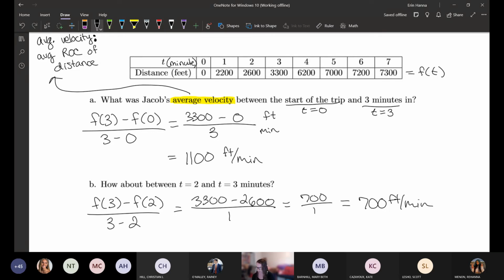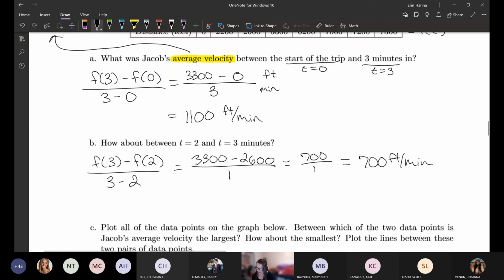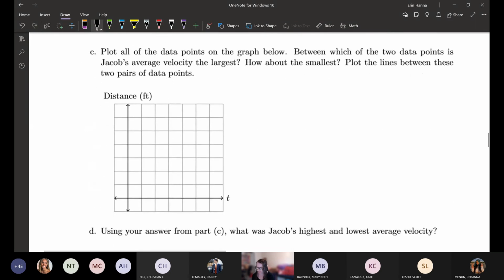All right. I'll wait like 5 more seconds in case someone's still writing something down. All right, so continuing this problem though, we're going to plot all of the data points on the graph, and then we're going to figure out between which two data points is his average velocity the largest, and what about the smallest? Plot the lines between these two pairs of data.